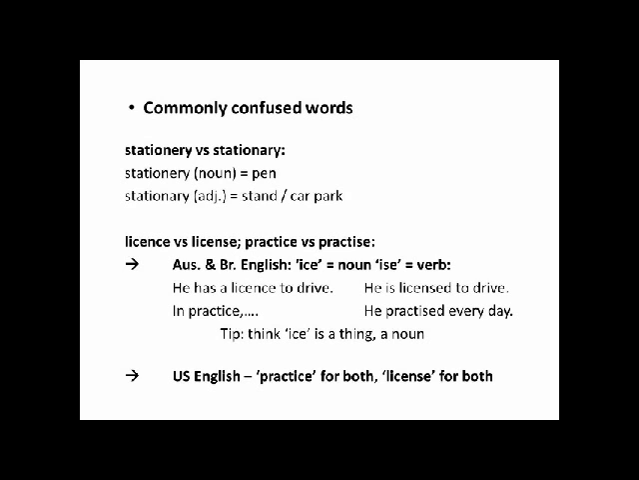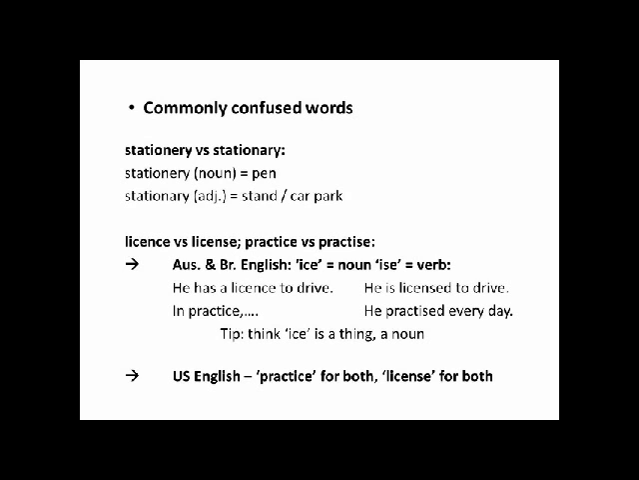In Australian and British English, we tend to use words with ICE for the actual thing, the noun, and ISE for the verb. So we say he has a licence to drive with a C and in practice with a C. And I think ice is a thing, so that's how I remember it. And then when we're talking about the verb, we use the S, so he's licensed to drive and he practised every day.